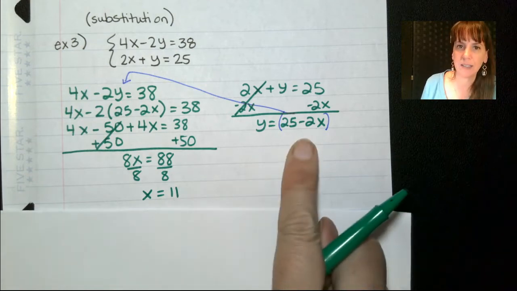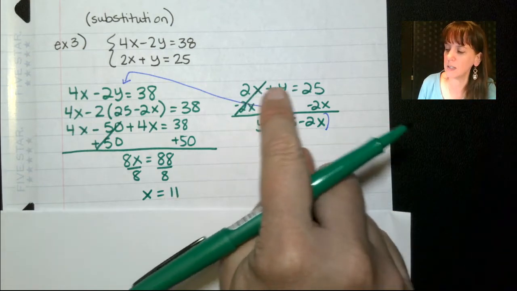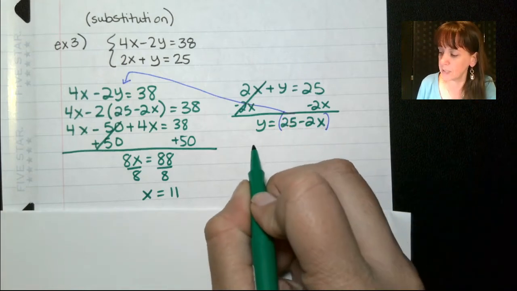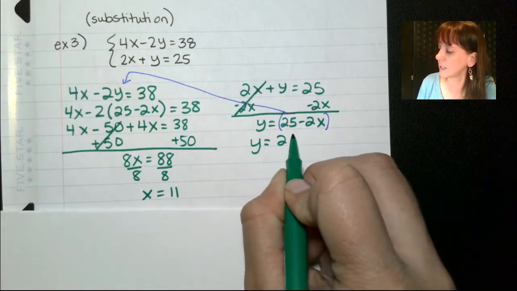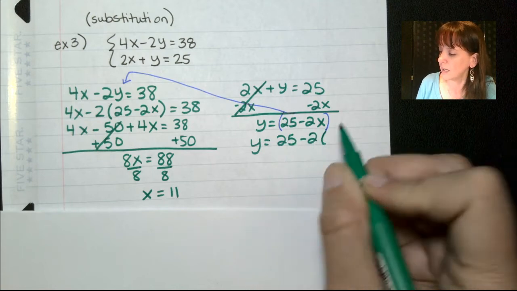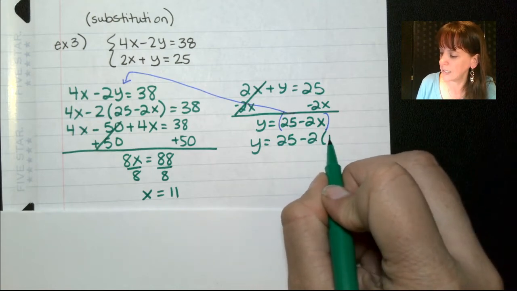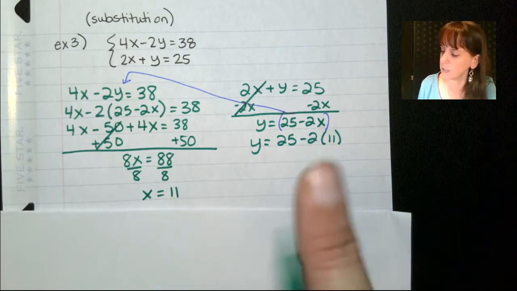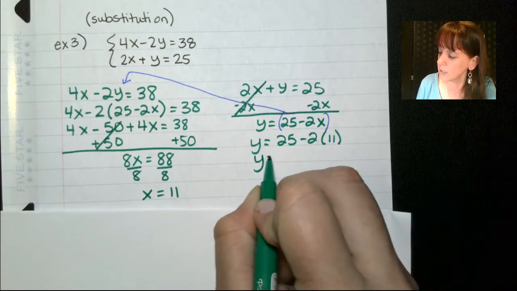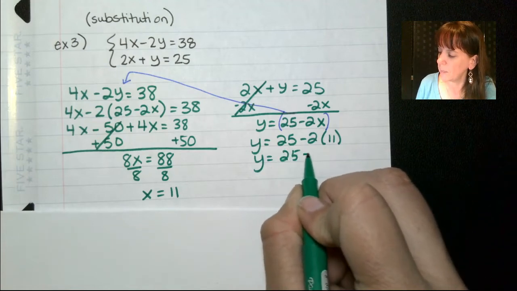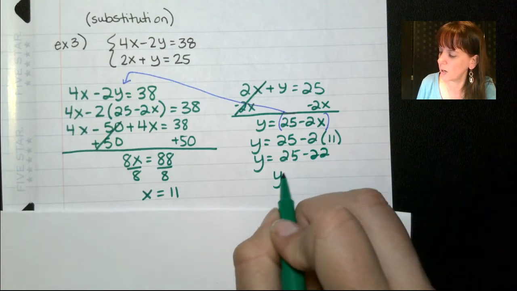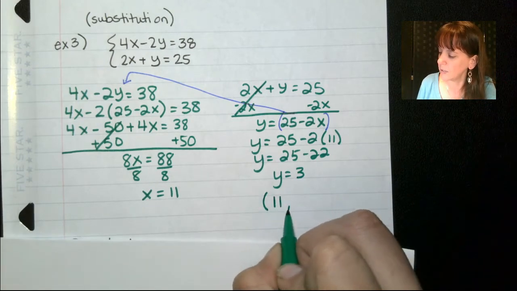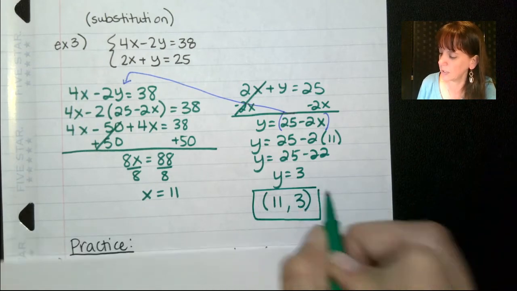All right, so now we can take this information and plug it in. Now you could plug this into the original equation if you wanted, but that's why I like to set it equal to a variable, because now it's nice and clean and easy to insert to get a nice, neat y. So all I've done is take that x equals 11 and plug it in for my x over here. So y equals 25 minus 22, which means y equals 3. So my solution here then is 11 comma 3.